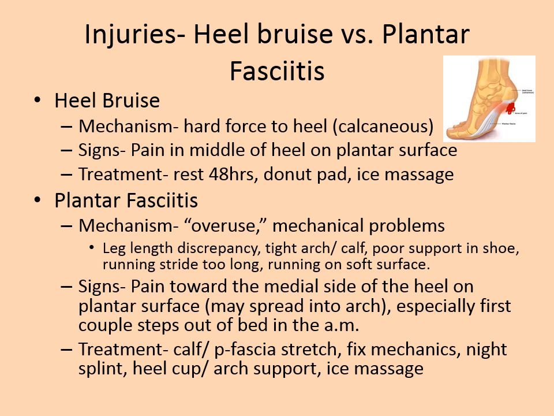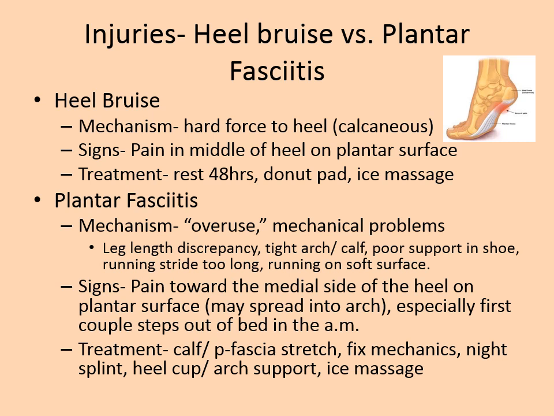Sometimes the pain will spread into the arch, but it does not go all the way down to the toes. And it happens when the foot has been in a relaxed position for a long period of time, and then they go to step down on it and they overstretch that plantar fascia. So it's pulling on the part that hurts because it has been in a shortened position all night. So the pain on the first couple steps out of bed is our biggest red flag that this person could have plantar fasciitis.